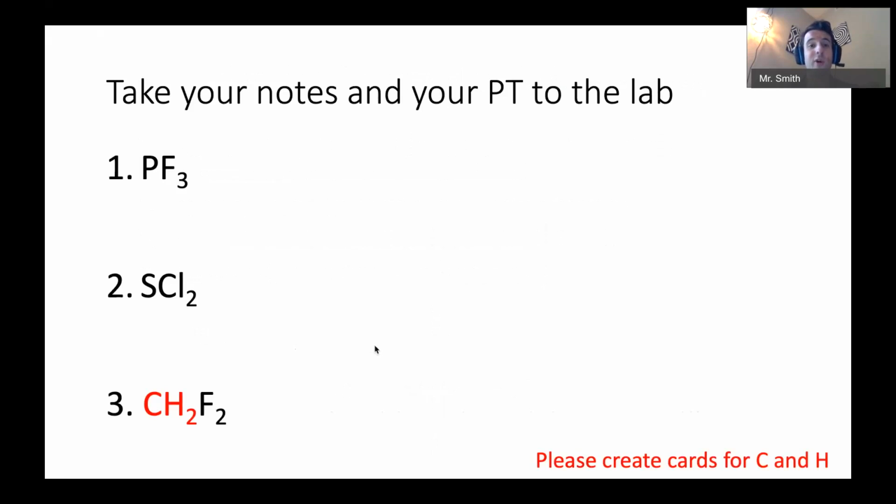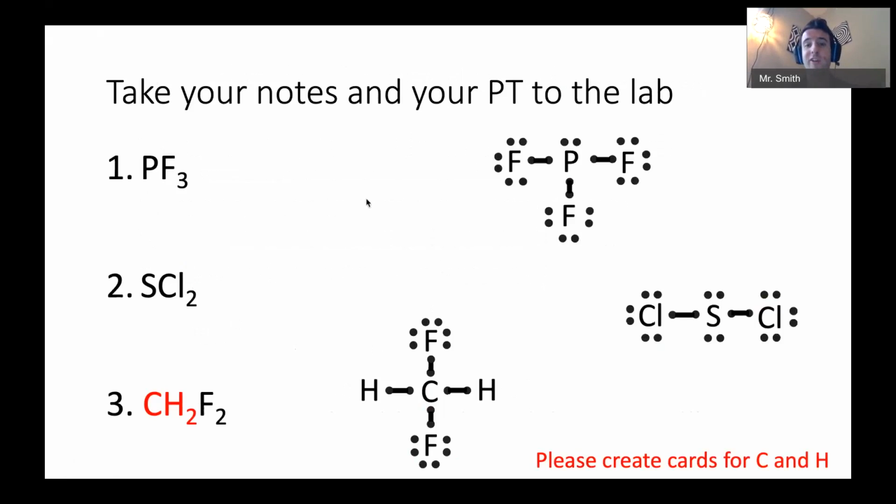Okay, so we'll go over this in class, and this is kind of just drawing some Lewis dot structures, but I wanted to show you kind of what these Lewis dot structures look like. So I'm going to give you the answers, and then when we're in class, we'll actually talk about how to do these. Here they are. Here's phosphorus with 3 fluorines around it. Here's sulfur with 2 chlorines next to it. And here's carbon with 2 fluorines and 2 hydrogens.